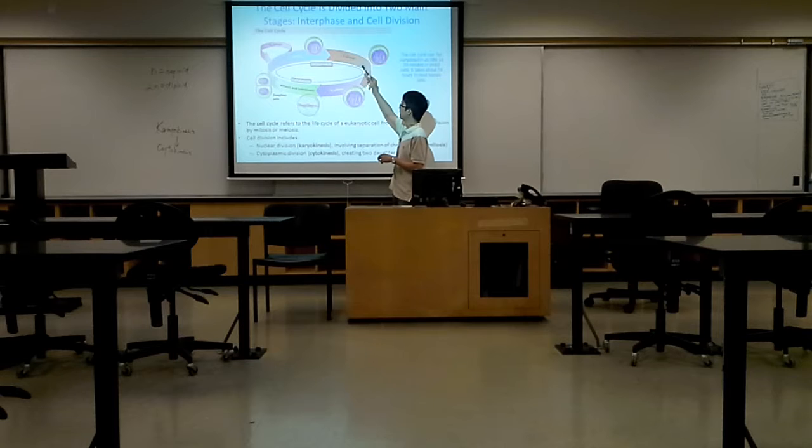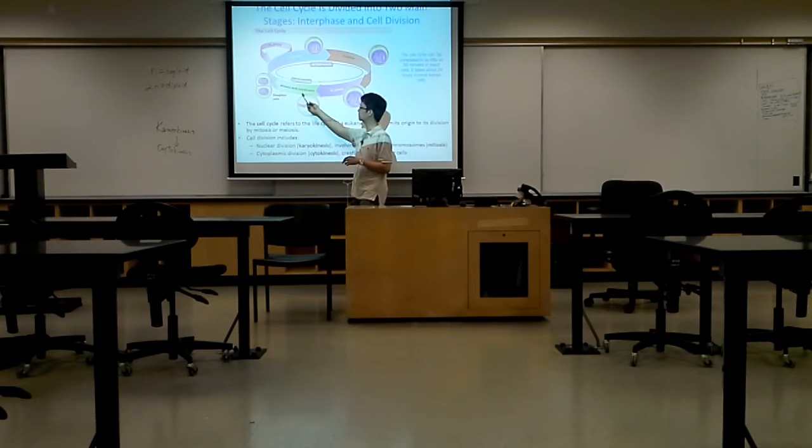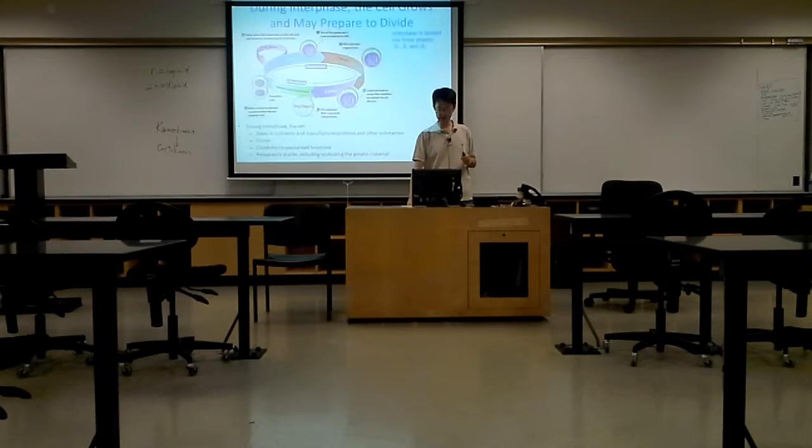So we have G1, S, G2 phase, and then we have this. Some textbooks call it the M phase. M phase stands for mitosis. And then we have the G0 phase. We'll briefly go over each phase.